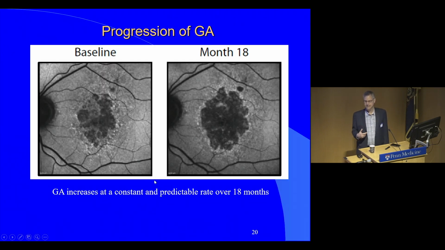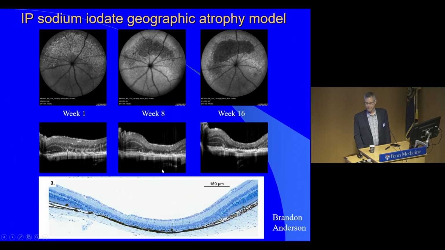We also want to test this in a model of geographic atrophy, which is an advanced form of dry macular degeneration. This is a patient retina in the past showing an area of dead retinal pigment epithelial cells and photoreceptors that are dark on this autofluorescence image. And then later, 18 months later, you see that this area has expanded. This is the natural history of geographic atrophy.